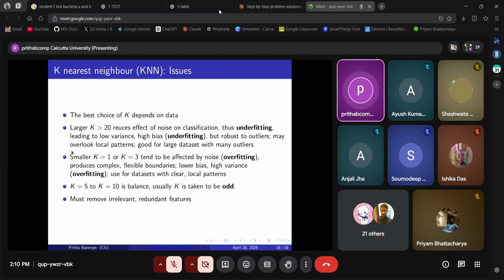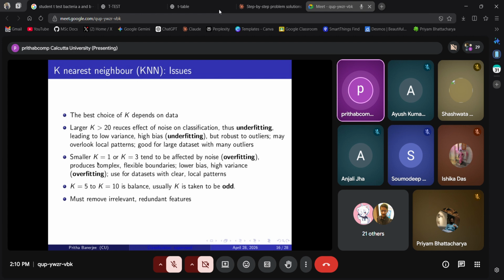So that's what is written over here, that it may overlook the local patterns. So it will put more emphasis on how far those data, the farthest point also, in order to decide the class. So it is good for large data sets with many outliers because it is more robust to outliers.